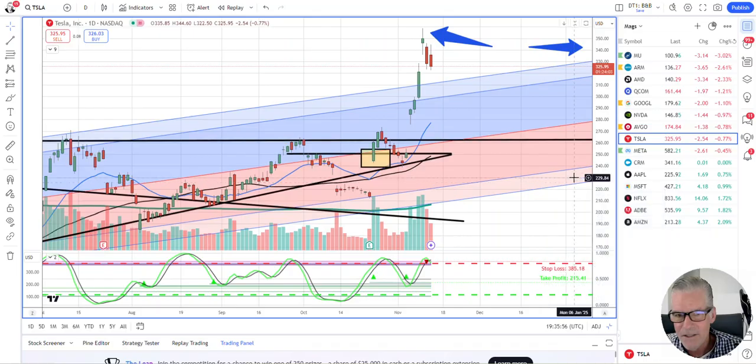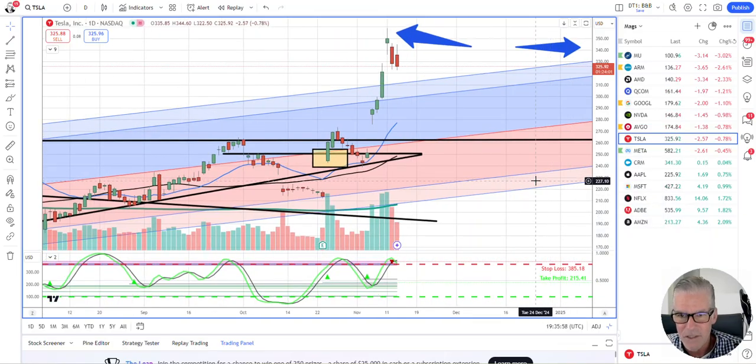So we'll keep an eye on Tesla. I like it. Would like to get back in. I just want to see it back a little closer to 300, that would be great.